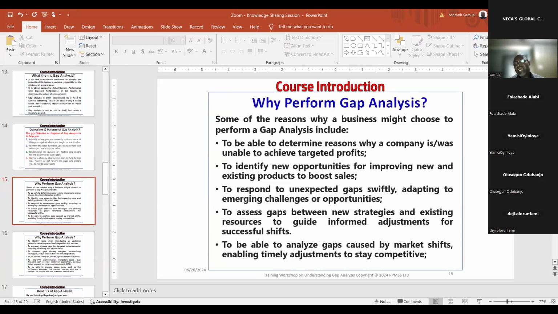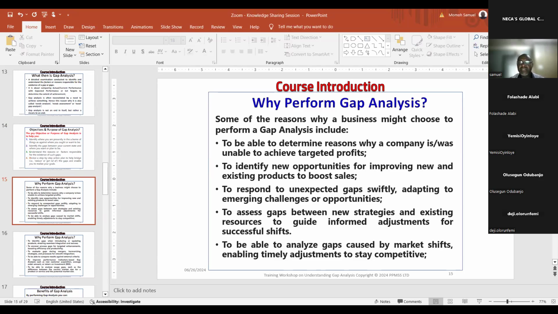So why perform gap analysis? Some of the reasons why businesses or certain individuals or entities would carry out gap analysis include the following. One, to determine resources that will enable you as a company to achieve your target profit levels or profit margins. Number two, organizations carry out gap analysis to help them identify new opportunities for improving their new products or existing ones in order to boost sales.